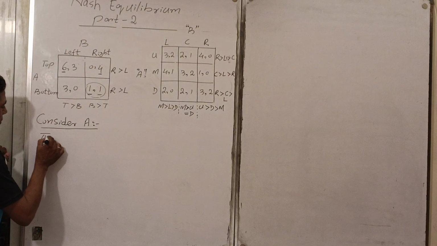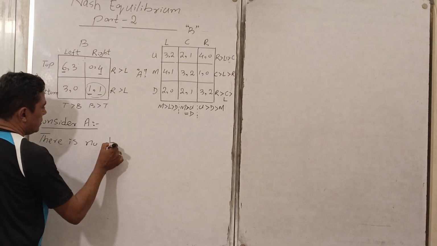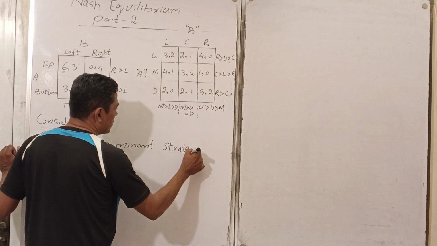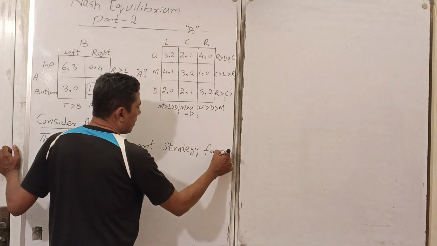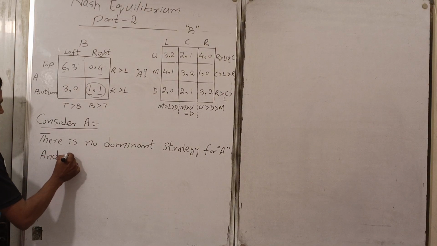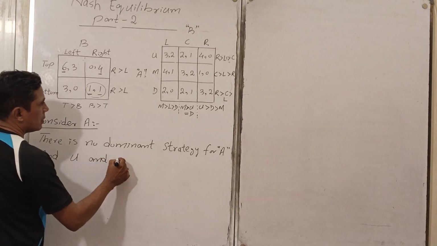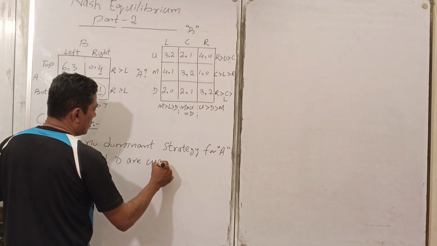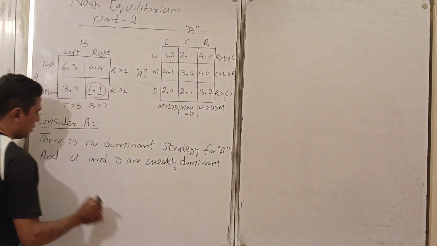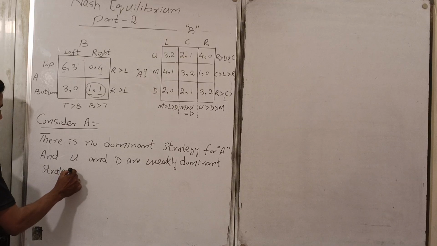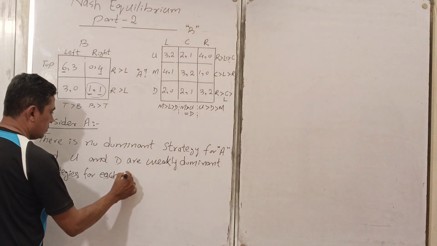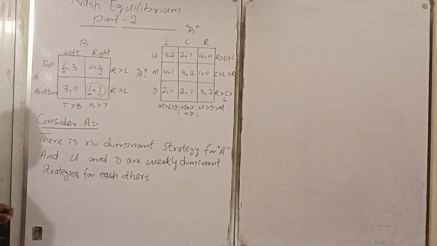So now there is no dominant strategy for A, and U and D are weakly dominant strategies for each other. Okay, look at this one.